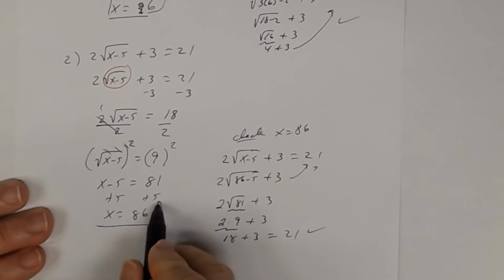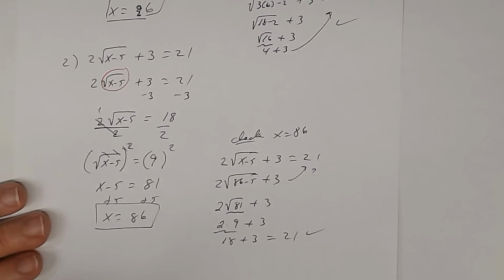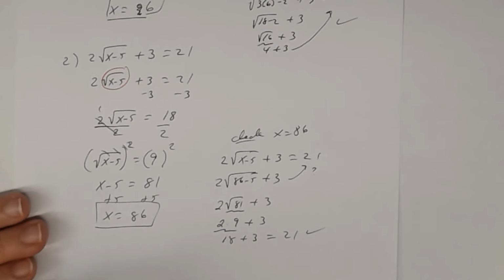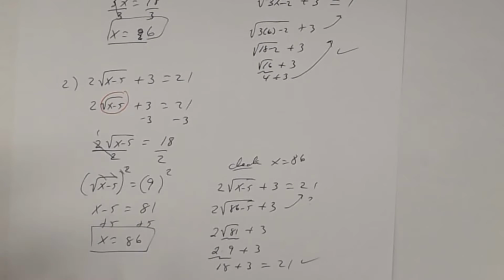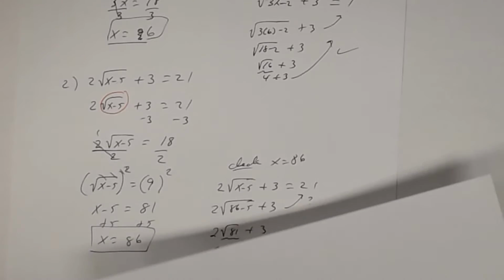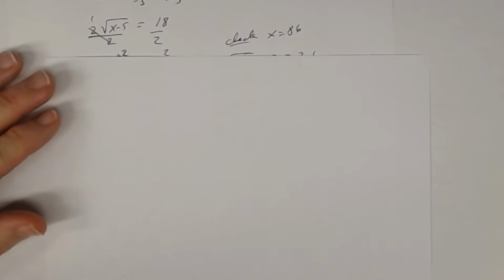So this is your solution. That's not an extraneous solution. That's not a false solution. That is your solution to this square root equation. Okay. All right. Now let me show you. Remember, there might have been one of you that might have said this.